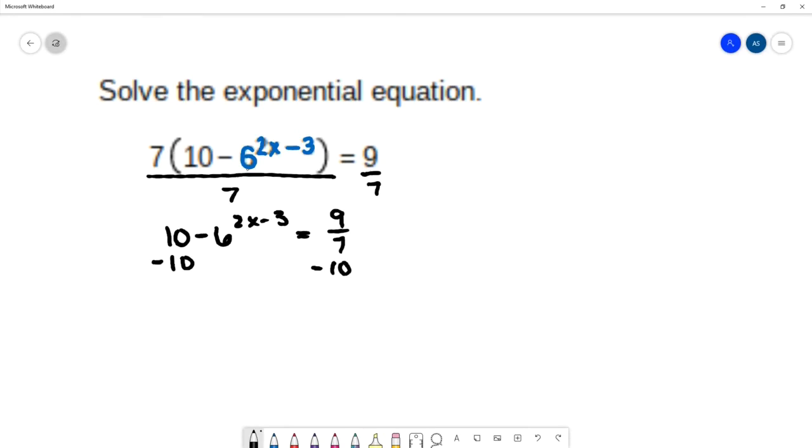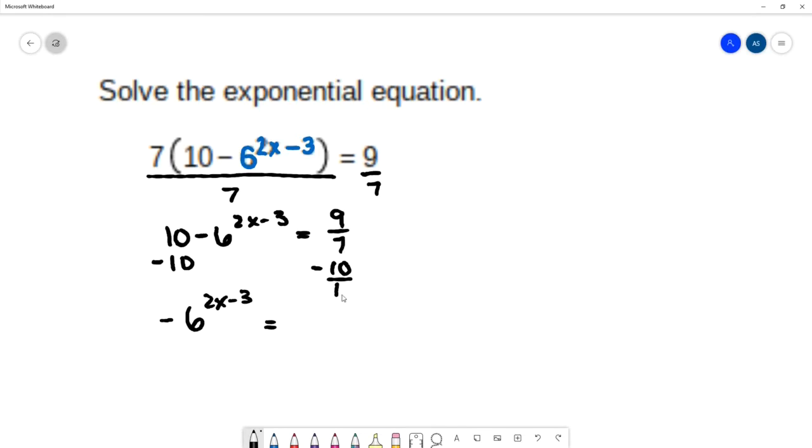On the left, I'm left with negative 6 to the 2x minus 3, and on the right, I need to clean this up. 9/7 minus 10. I want to combine those together, and to combine them together, I need to have a common denominator. So 10 is the same thing as 10 over 1. So we have a denominator of 7 and a denominator of 1. The common denominator is 7.